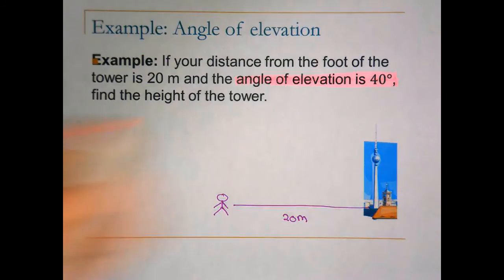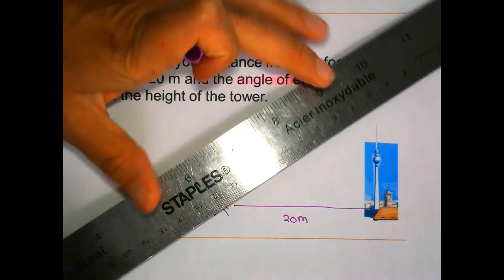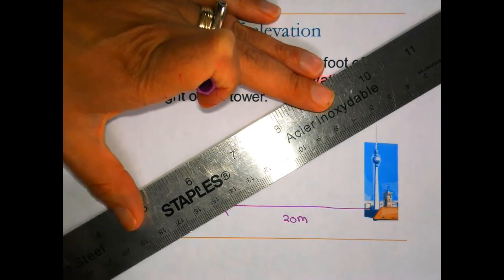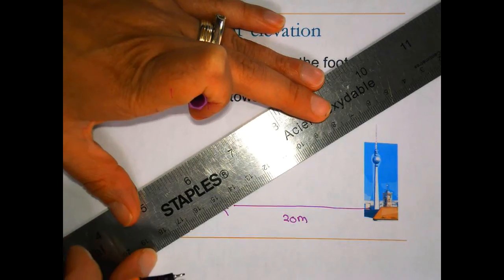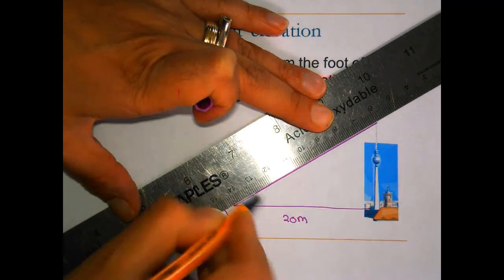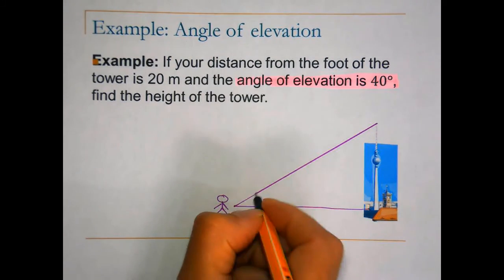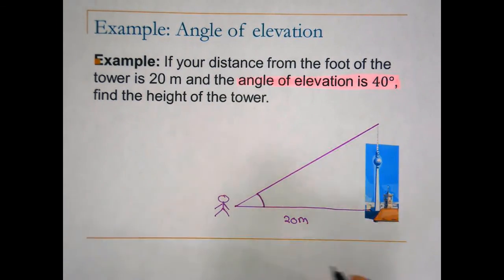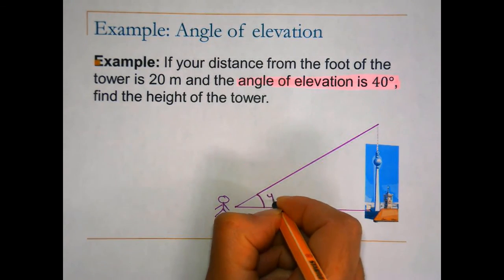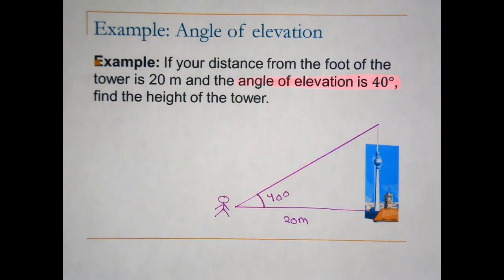If you remember the definition, the angle of elevation was the angle between your line of sight when you look up and the top of the tall object. So this is your angle of elevation, and the question is telling you that it is 40 degrees.